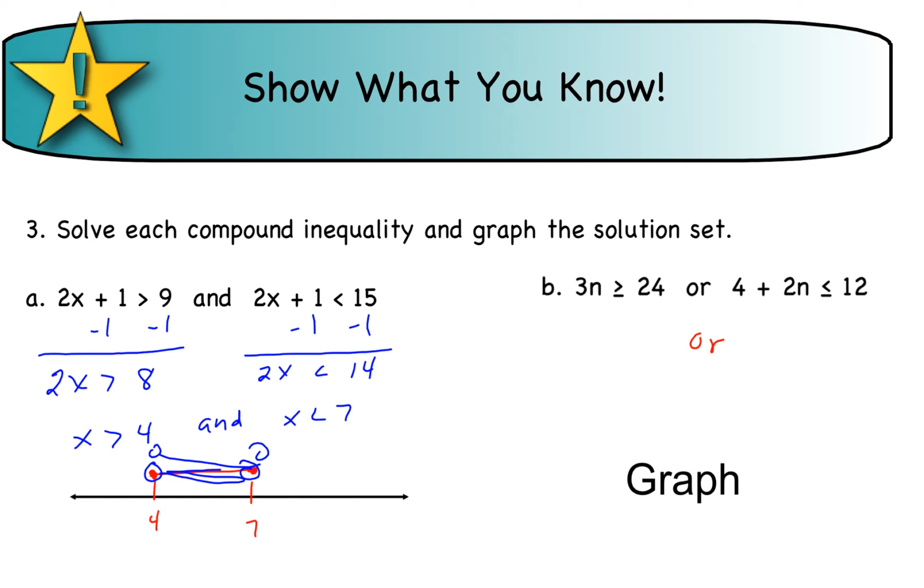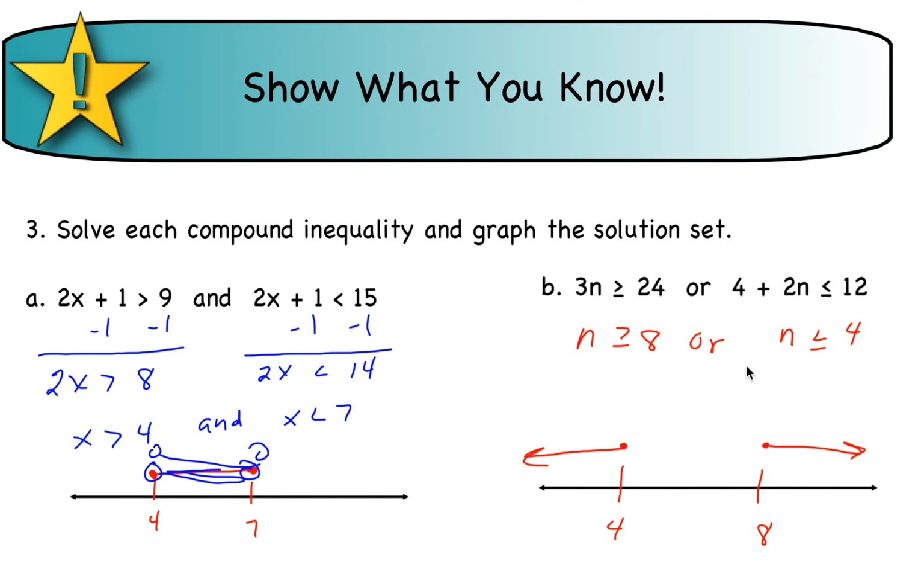Over on the right-hand side, we have 3n greater than or equal to 24. Dividing through by 3, we get n greater than or equal to 8. Solving on the right-hand side, we end up with n less than or equal to 4. So now these should be closed dots because they have equal to with them. So let's take a look at what we have. Now this is not the conjunction, it's the disjunction. So it's all the solutions that are bigger than 8, including 8, and all the solutions that are less than 4, including 4. So this is a correct solution. It's a closed dot left and a closed dot right, and all of those are solutions.